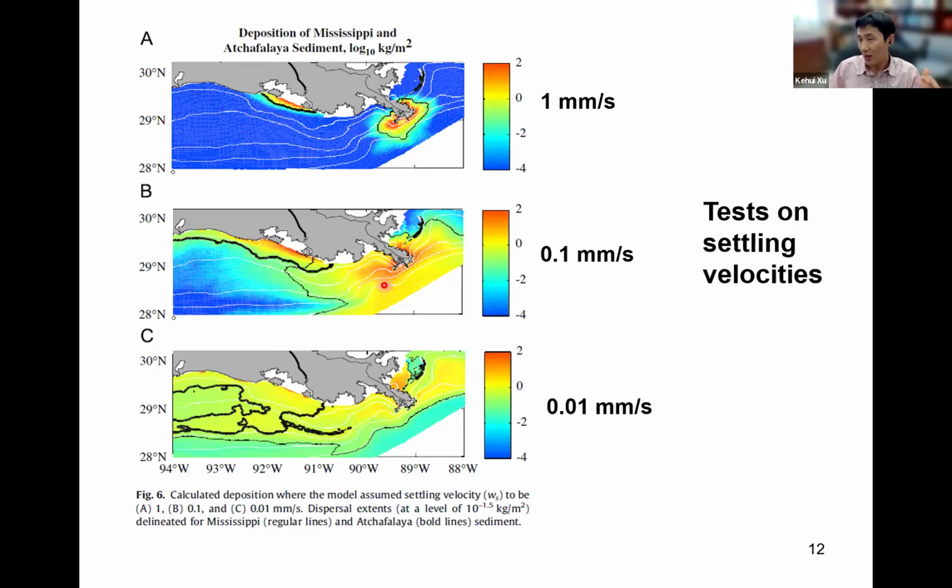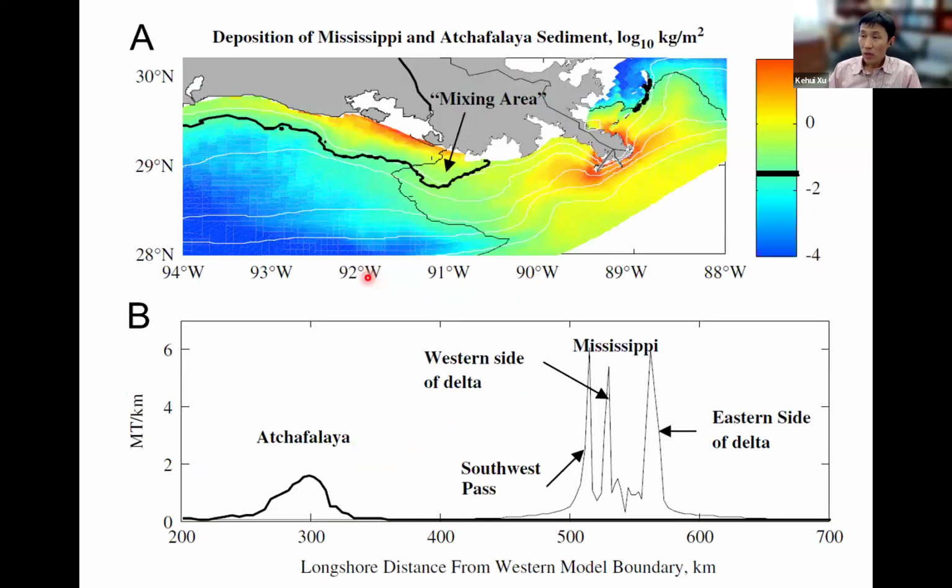So eventually we decided that B is more reasonable. So basically, Atchafalaya sediment can travel to the west to help maintain the Cheniere plain. Mississippi Delta sediment right here, but you still see some kind of eastward and westward transport. So this is the sensitivity test. And then we calculated the deposition, okay?